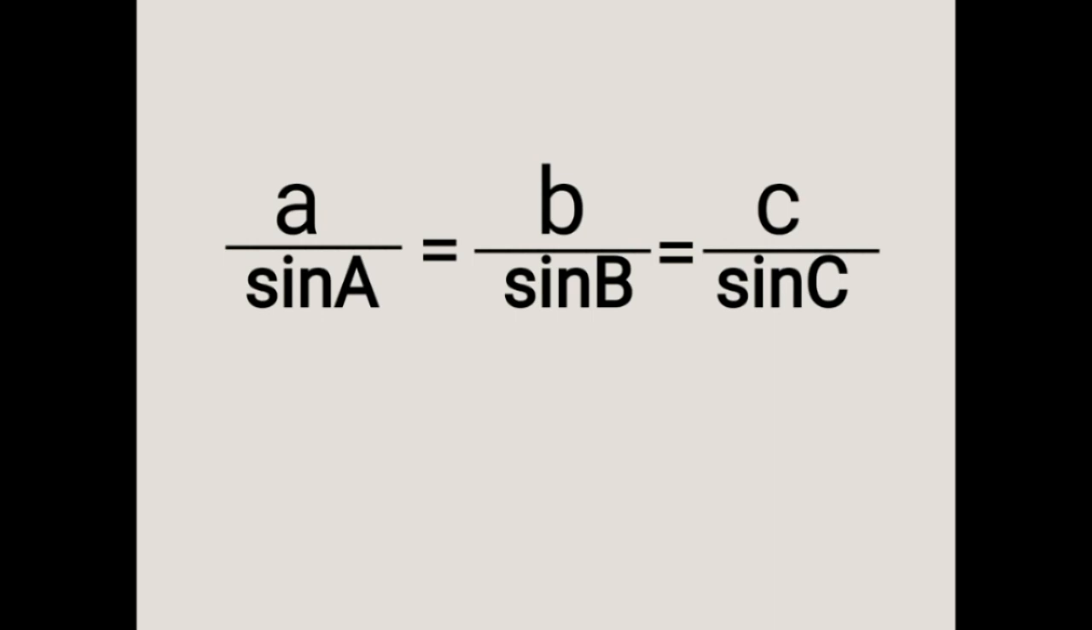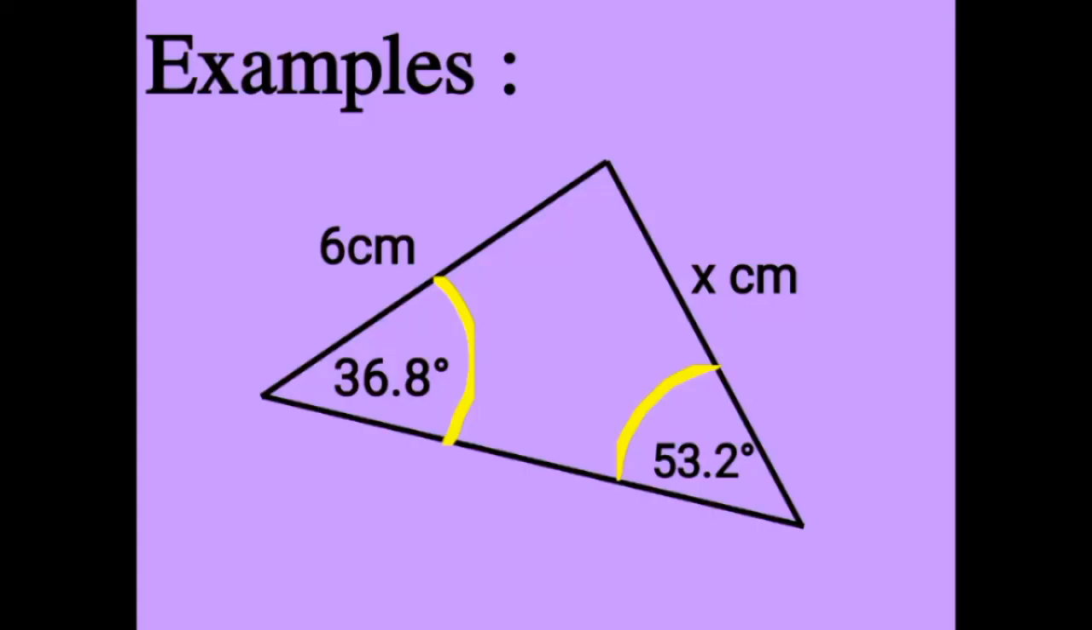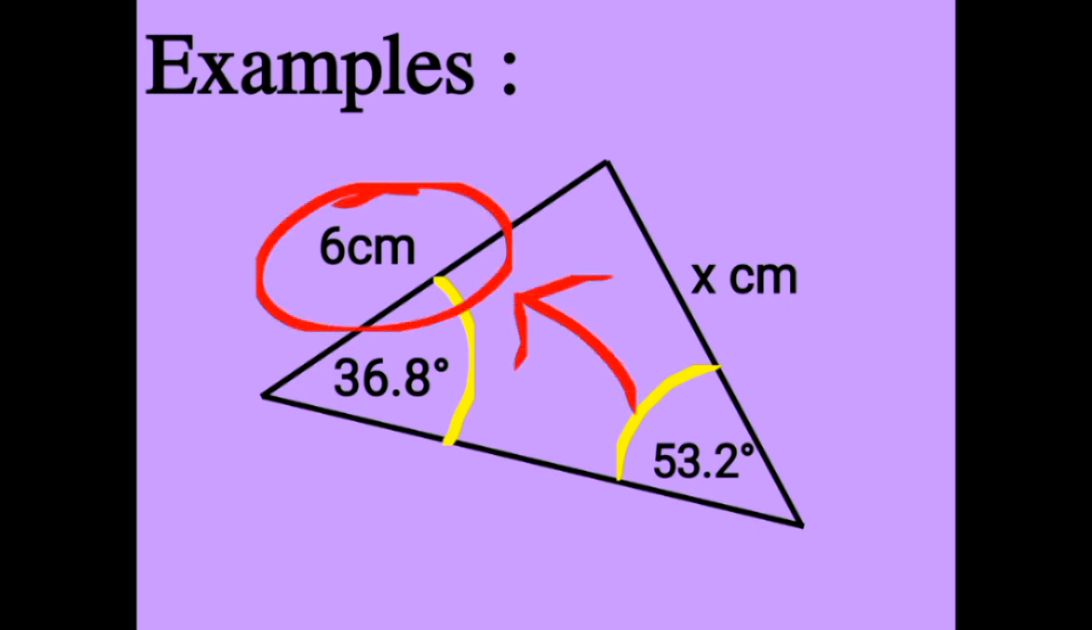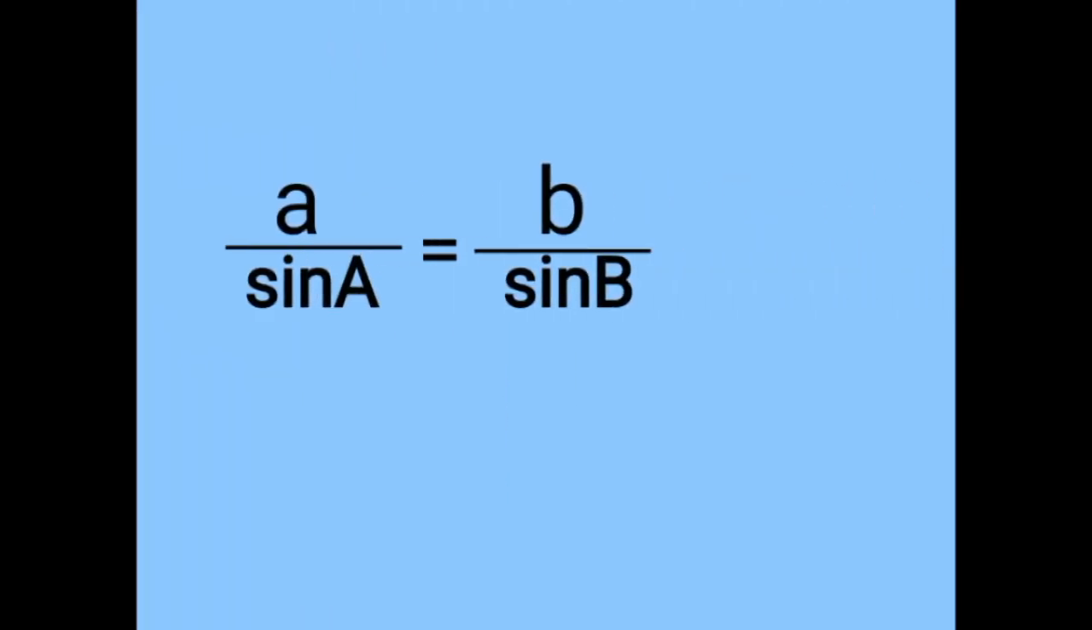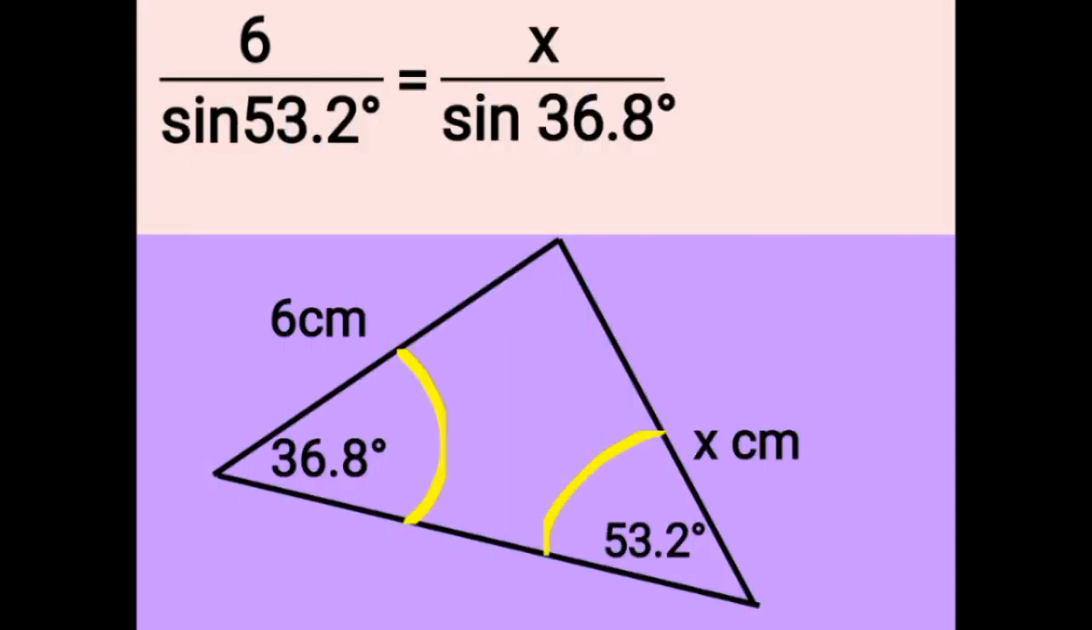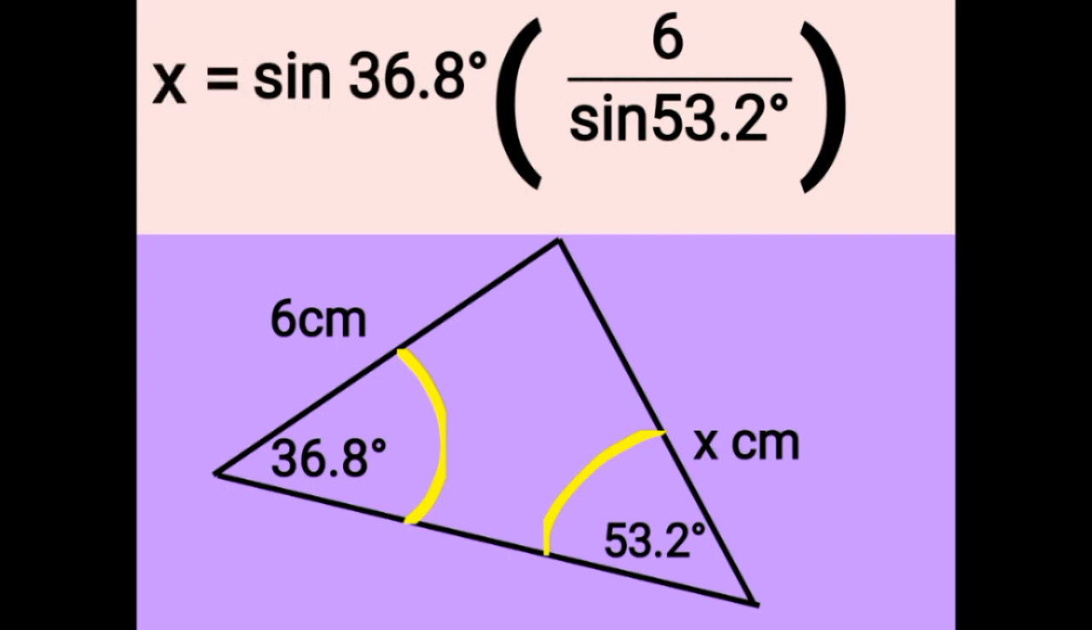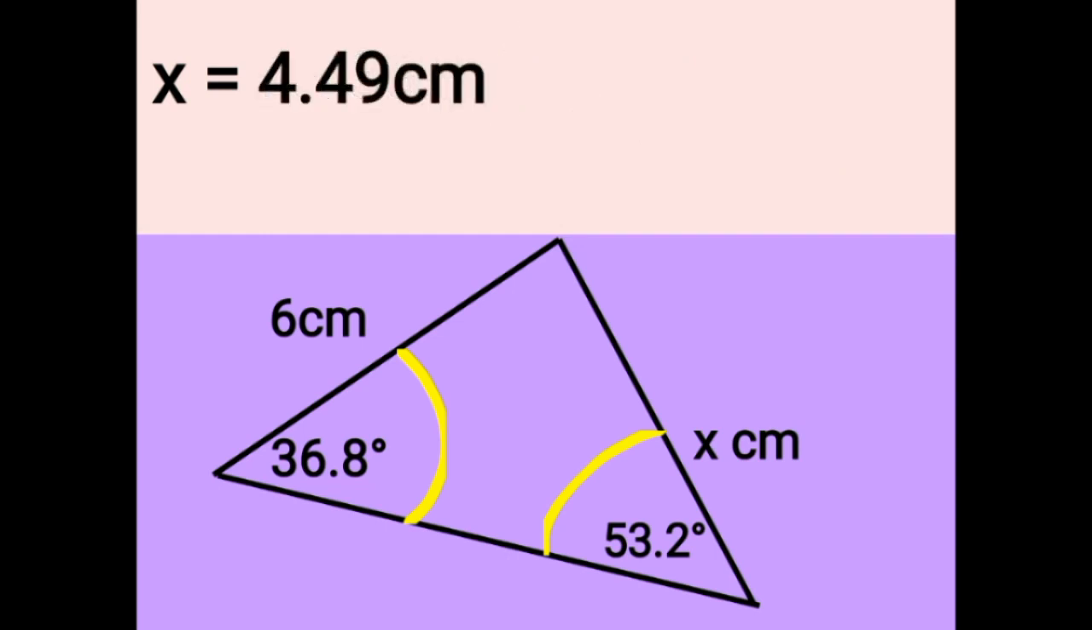Now this version of the sine rule can be used to find the length of a missing side in a triangle. For example, calculate the value of x. Here we know the size of two angles and the length of one side opposite a known angle. We can use a over sine A equals b over sine B. Then 6 over sine 53.2 degrees equals x over sine 36.8 degrees. So x equals sine 36.8 degrees times 6 over sine 53.2 degrees. x equals 4.49 centimeters. Here I gave the answer to three significant figures.